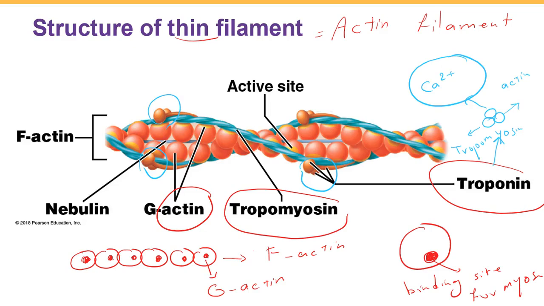Let's talk a little bit about the tropomyosin. Tropomyosin is this long double-stranded protein that you can see wraps around the actin filaments. It is going to cover this active site for myosin. When the muscle is relaxed, the tropomyosin covers the active site of myosin on the G-actin molecule. Its job is to block myosin from attaching when the muscle is relaxed. So those are the important protein molecules making this thin filament.